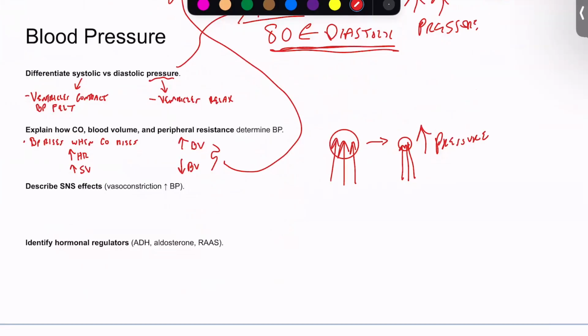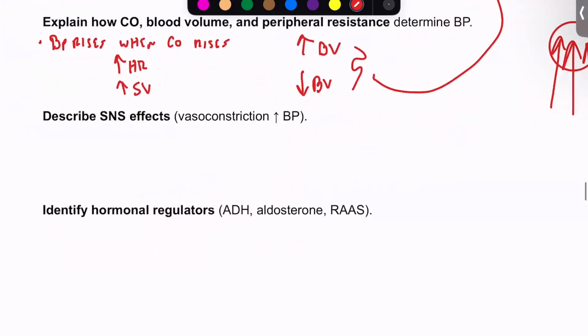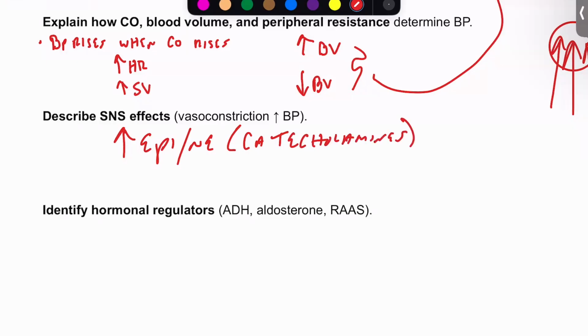Describe the sympathetic nervous system effects. I feel like we've pretty much beat a dead horse with this one. So just remember we have an increase in epi or norepinephrine. Those are catecholamines. So with that, we have increased heart rate and increased blood pressure due to vasoconstriction.